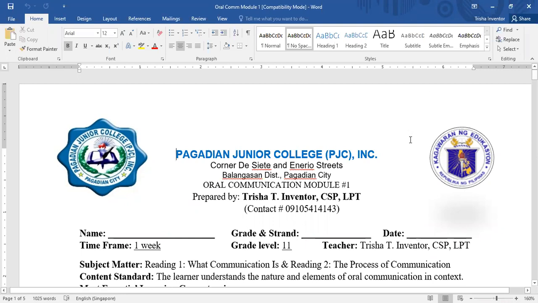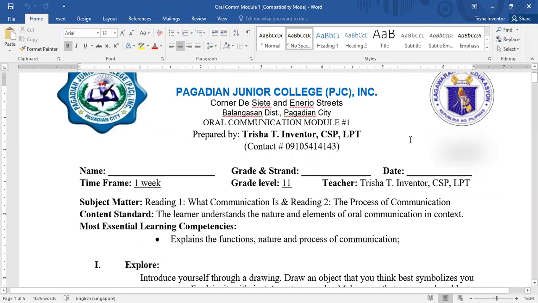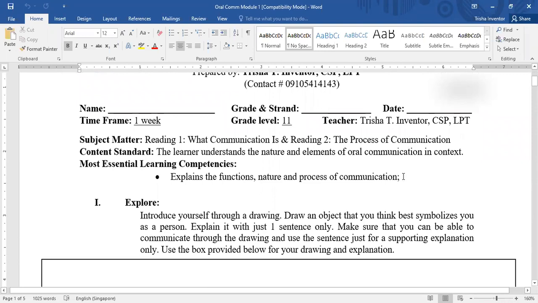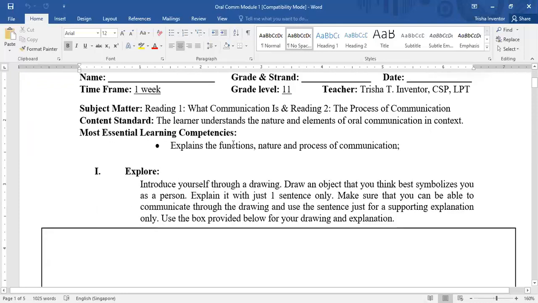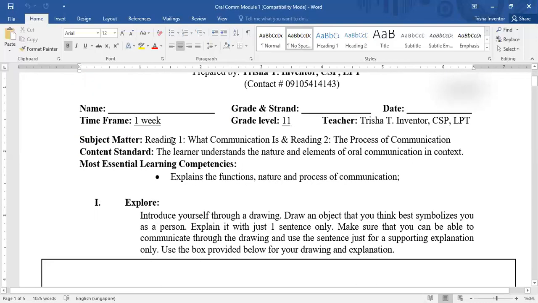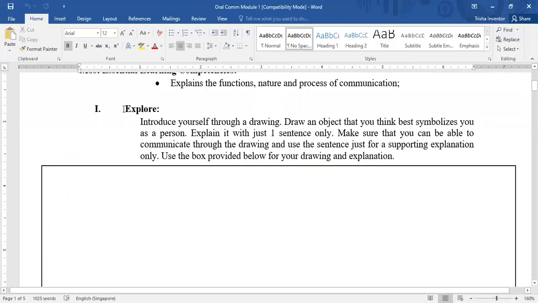Okay, so this is our oral communication module number 1, and I know that you already have them there in your hands. Our most essential learning competency is: explains the functions, nature, and process of communication. Our lesson titles for this module are reading 1, what communication is, and reading 2, the process of communication. Okay, now let's start with the explore.